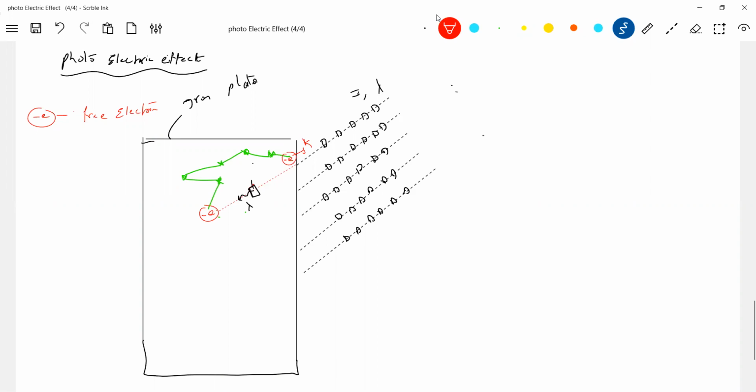So this electron will come out only when the kinetic energy of the electron, when it reaches the surface, is equal to the work function. So what is the work function? We define the work function like this. There is a symbol phi, work function. When the energy of the free electron at the free surface is greater than or equal to the work function, then that particular electron will be ejected from the surface.